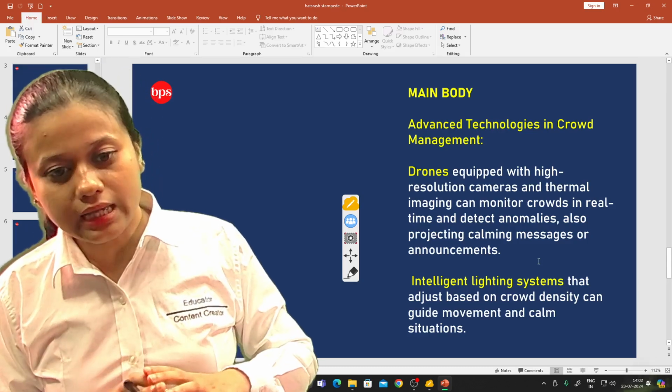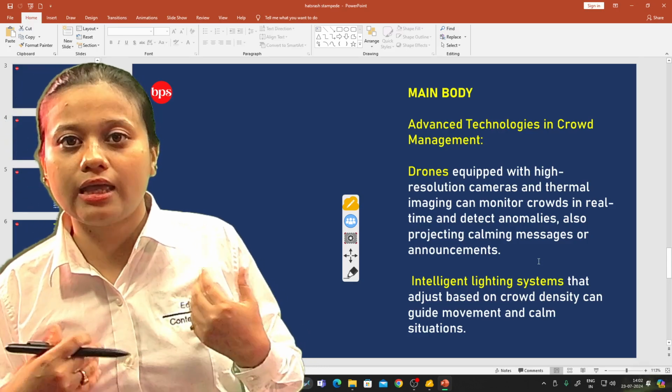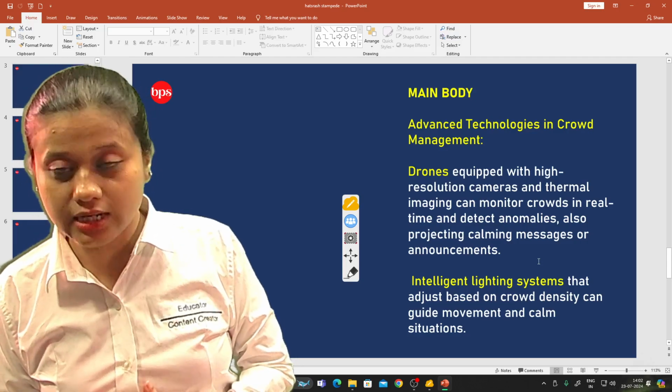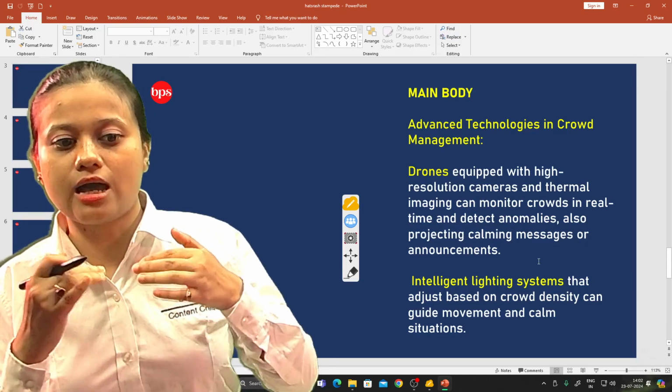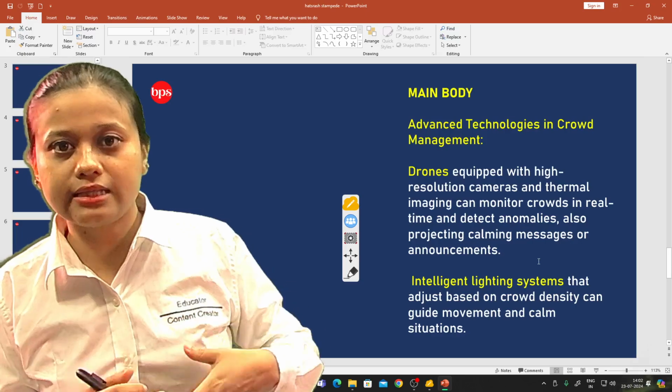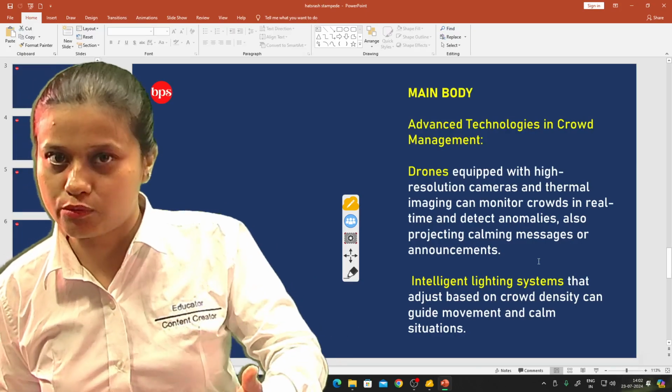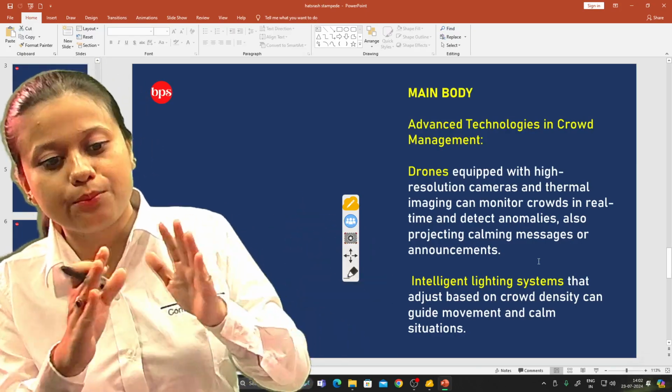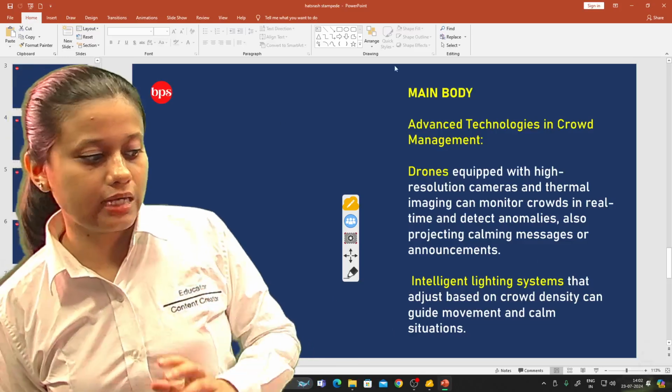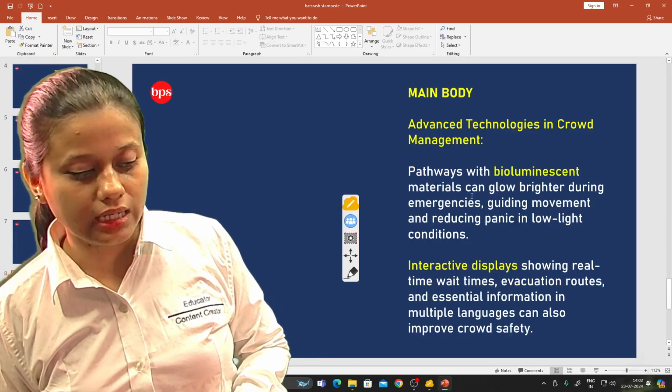So when there is effective lighting, very AI based, intelligent lighting systems, then where there is a large crowd, the lighting can actually project a way forward, like this is the way, this is the exit, please exit from this place. So these kinds of intelligent monitoring systems we need at this hour.